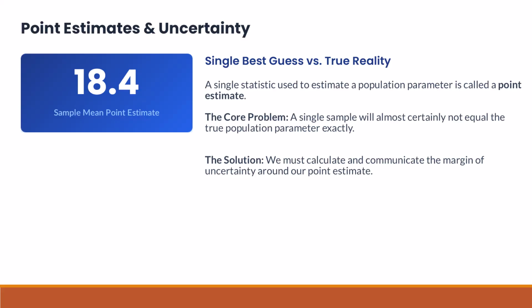When we calculate a sample mean of 18.4, for instance, that value serves as our point estimate. It is our single best guess for the population parameter. But is the true population average exactly 18.4%? Almost certainly not, because every sample contains sampling variation. Relying on a single number is incomplete. We need a rigorous method to quantify and communicate uncertainty surrounding our estimate.